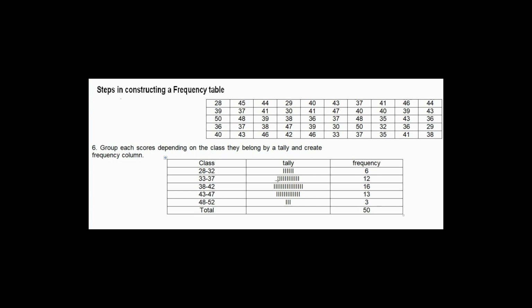In this second class, we have 12. Third class, we have 16. Fourth class, we have 13. Fifth class, we have 3. And of course, the total must also be 50. If it is not equal to 50, there might be some error in marking your tally column. So all you have to do is repeat the step and arrive at the result of 50.